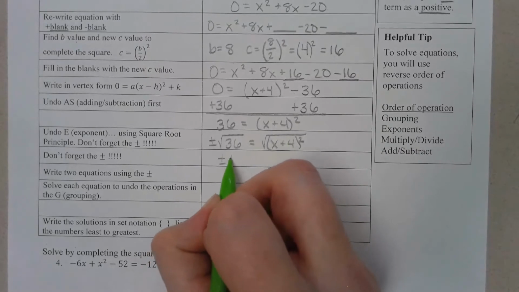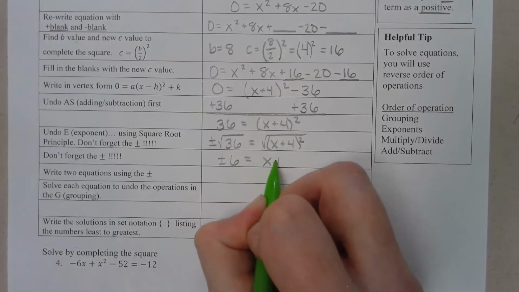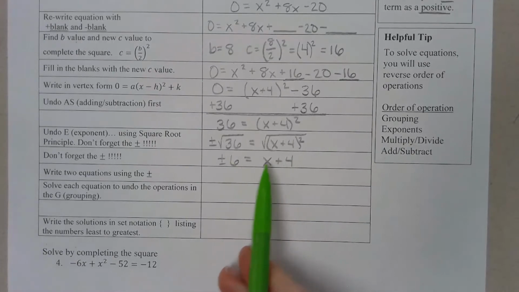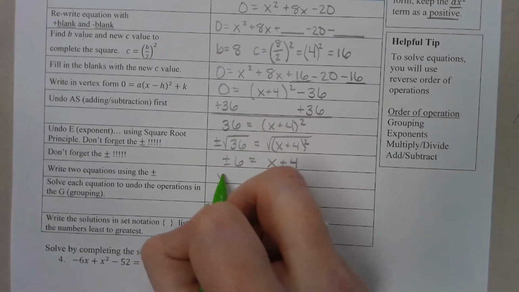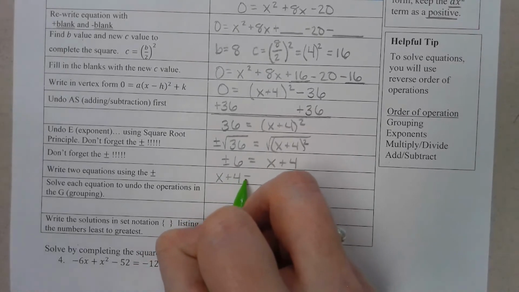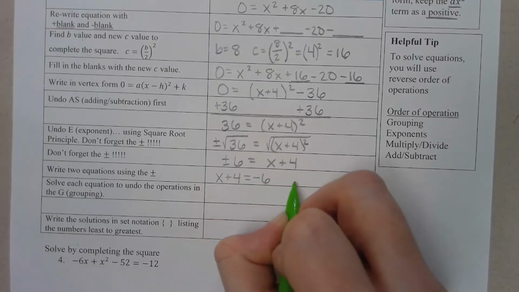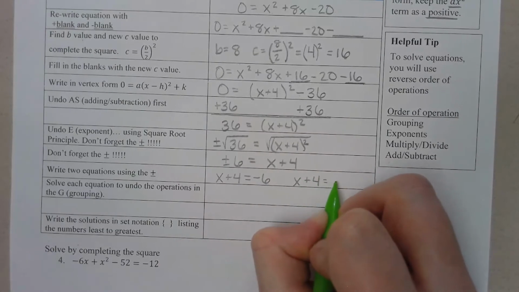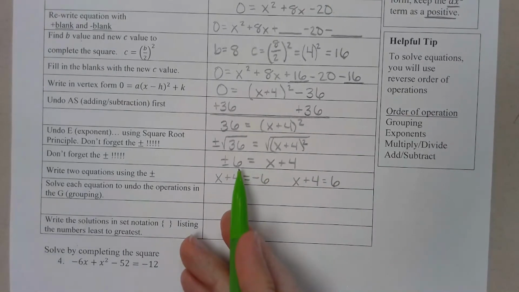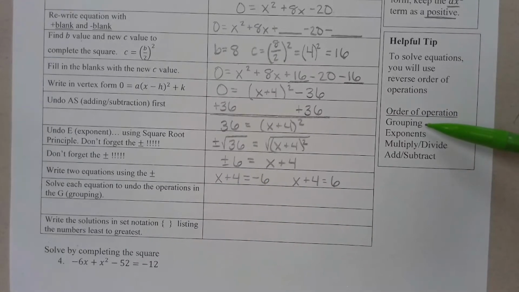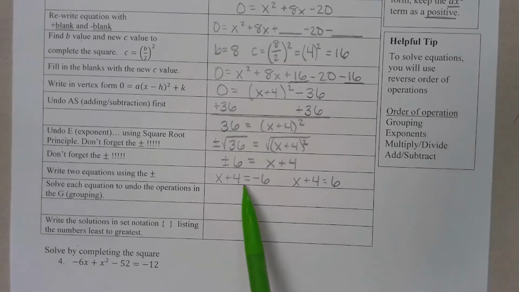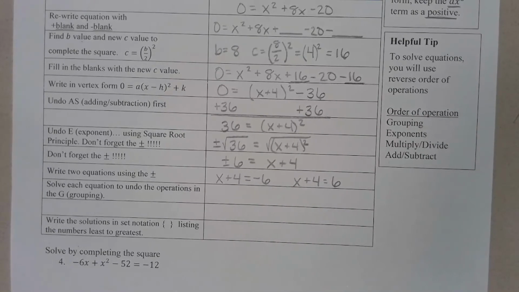So plus or minus 6 equals x plus 4. And if it's bothering you that the equation is set up in this way, feel free to flip it around and write x plus 4 equals plus or minus 6. And actually, I'm going to do that in our next step because I like to have x plus 4 first and then my values. So x plus 4 equals negative 6 and x plus 4 equals positive 6. Because this says that it equals both of those numbers, in order to do our last step of undoing what was in the grouping, we need to write our two equations.